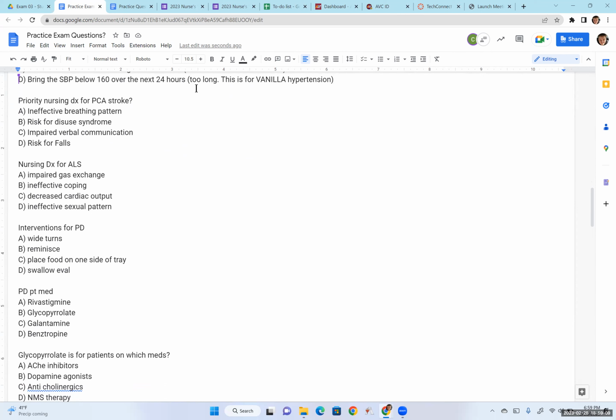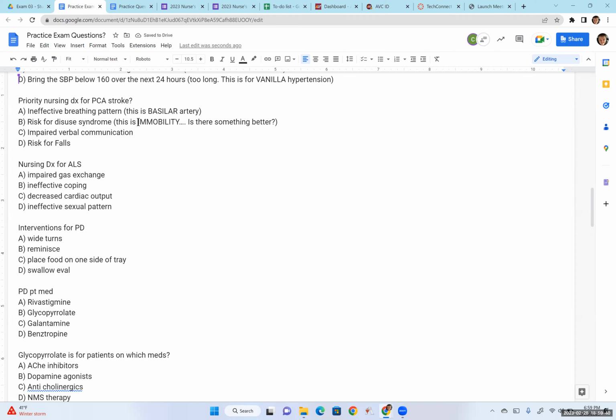Priority nursing diagnoses for PCA stroke. They have breathing pattern issues. This is basilar artery stroke. Risk for disuse syndrome. What the heck is that? Immobility, right? Is immobility a problem with PCA strokes? Is there something better, right? So not really, right? Because you might have eye problems.